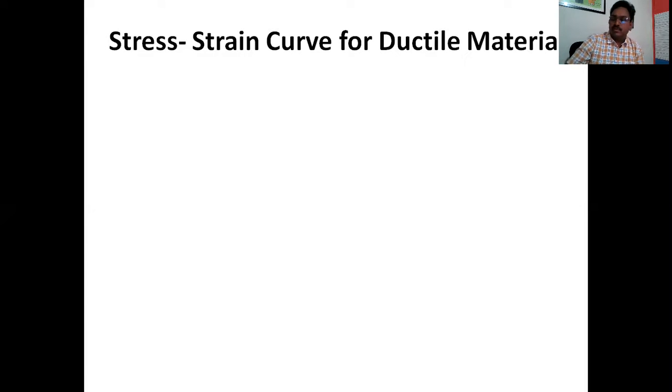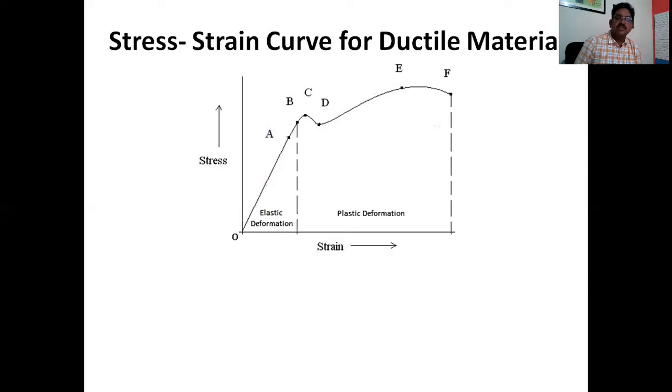So we will see how the stress strain diagram will be. This is the stress strain diagram for the ductile material. Stress is on the y-axis and strain is on the x-axis. Otherwise, we can also say load versus elongation, or stress versus strain diagram. And we will go through the various salient points that are given here.